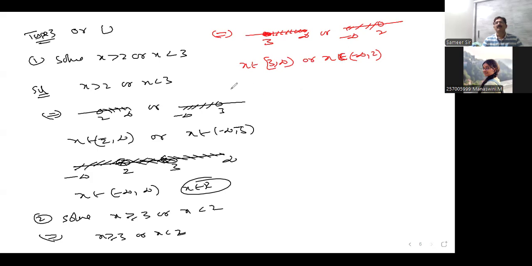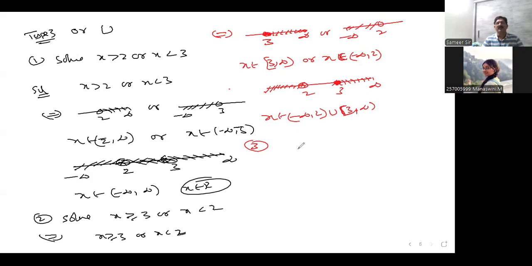So 2 is here, 3 is here. 3 to infinity will be like this, closed at 3. This is minus infinity to 2, and this end is open. So what is your answer? Minus infinity to 2 union 3 to infinity. This is closed. Clear? I'll go for the next one.